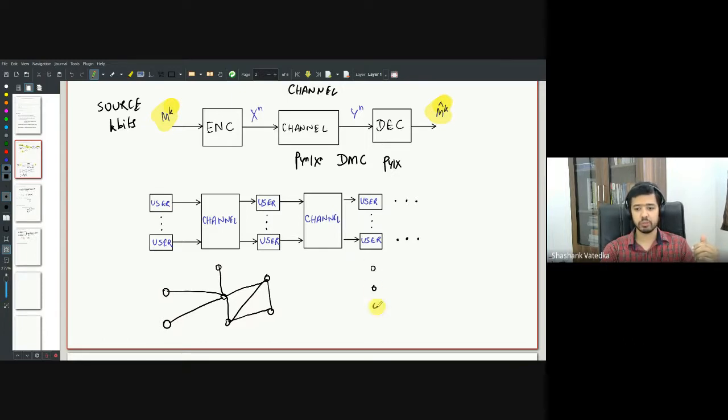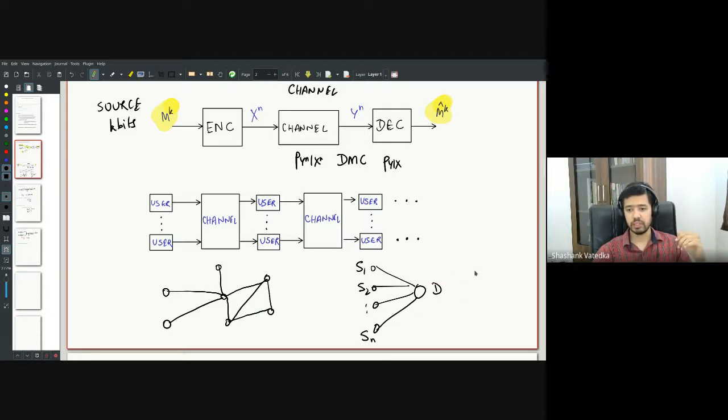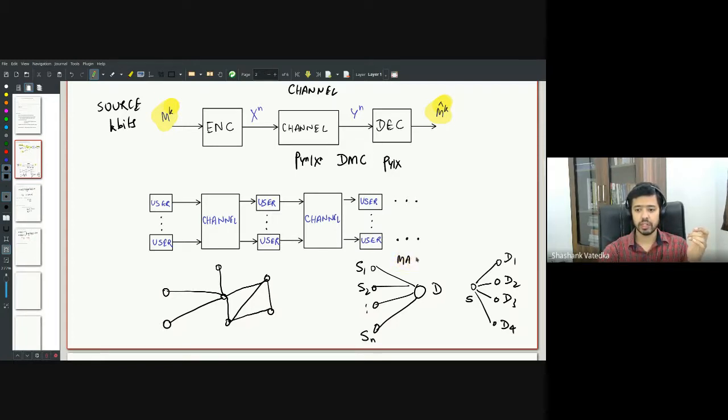So one basic building block is the so-called multiple access channel, which we will study, and that consists of multiple users trying to talk to a single destination. So you have maybe n sources who are trying to communicate to a single destination. That is one basic system. And the other basic system is you have a single source who's trying to communicate to multiple destinations. All right. So the first is what we will call a multiple access channel, which we'll study in detail in the course.